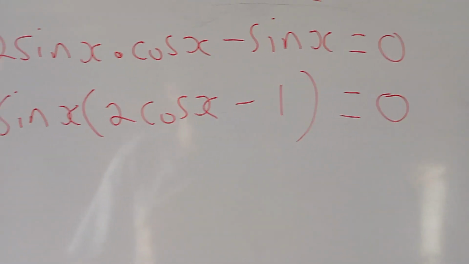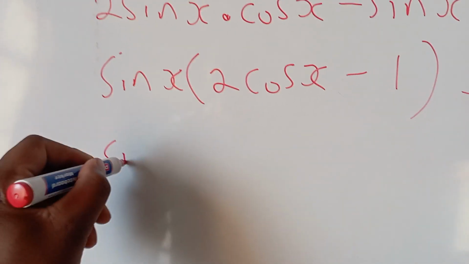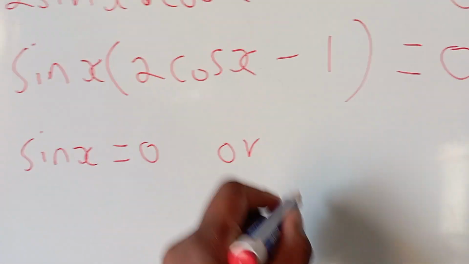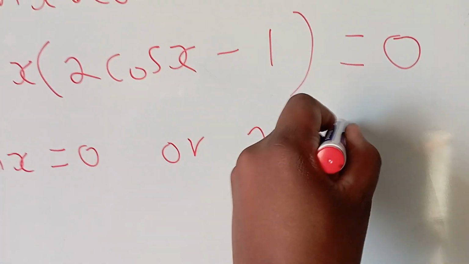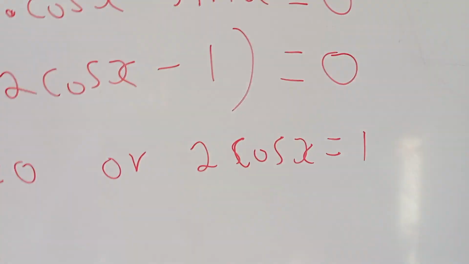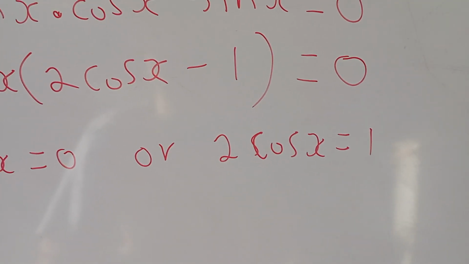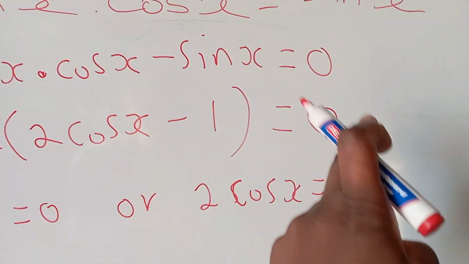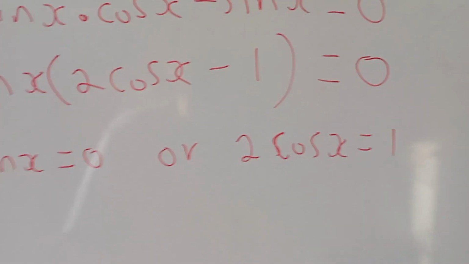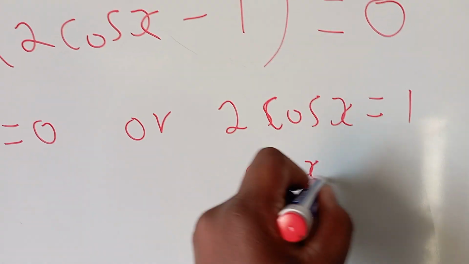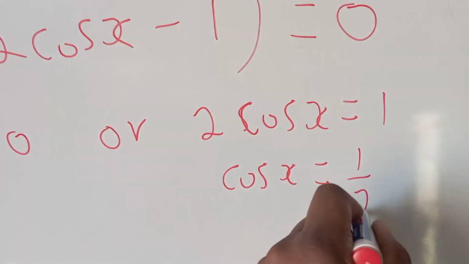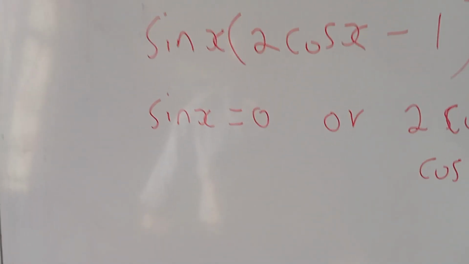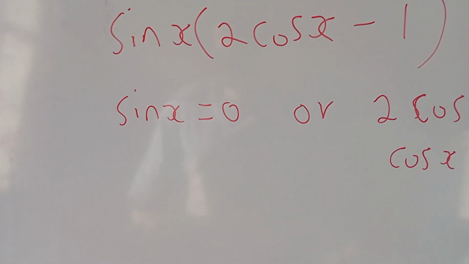So when you have it like this, then you can say sine x is equals to 0 or 2 cos x is equals to 1. Right. Sine x is equals to 0 or 2 cos x is equals to 1. Right. So here cos x is equals to 1 over 2. You divide by 2 there. Right. So here you have sine x is equals to 0.